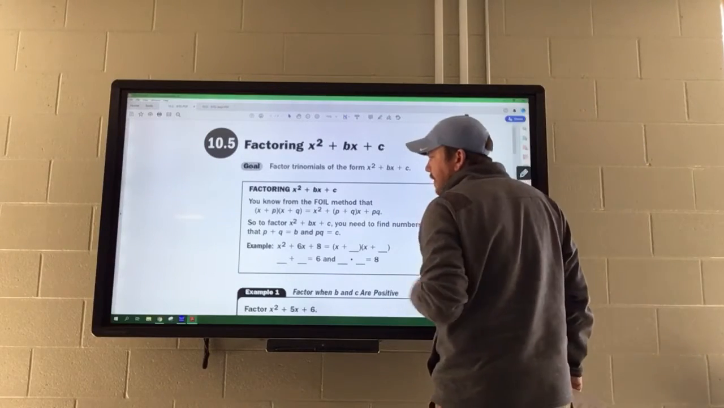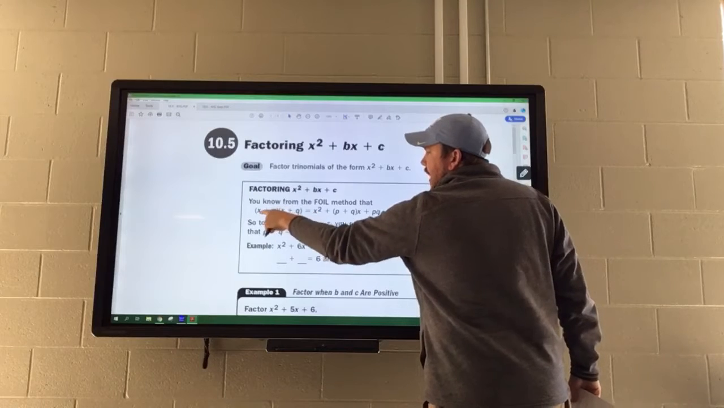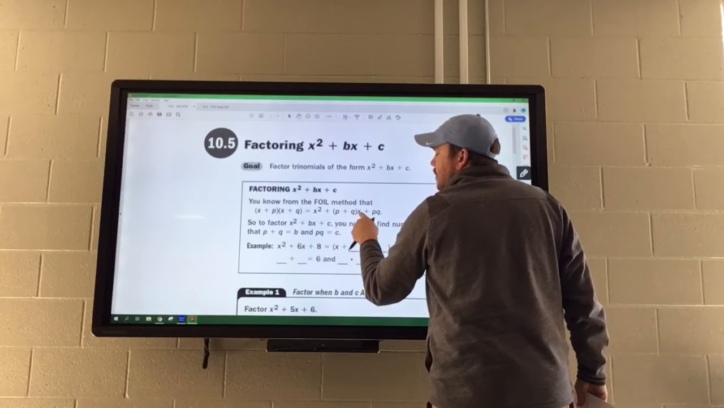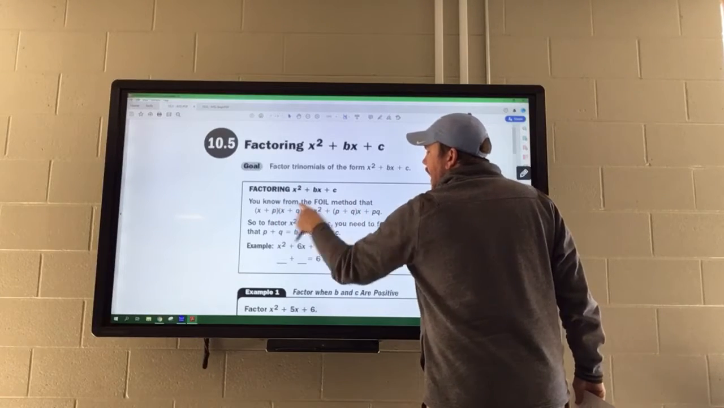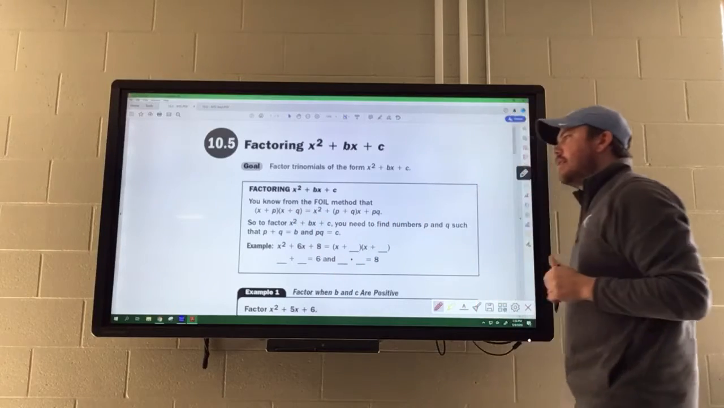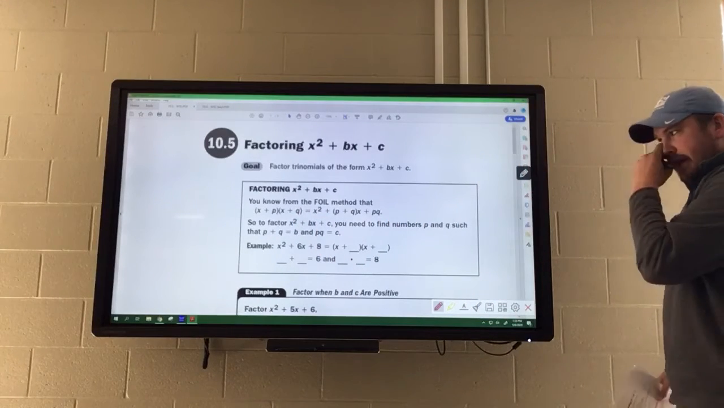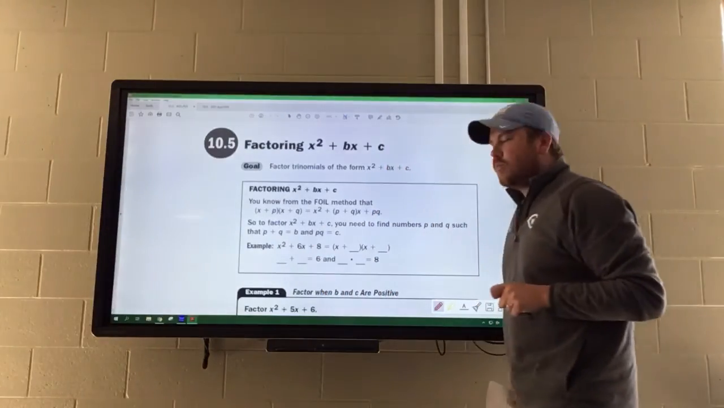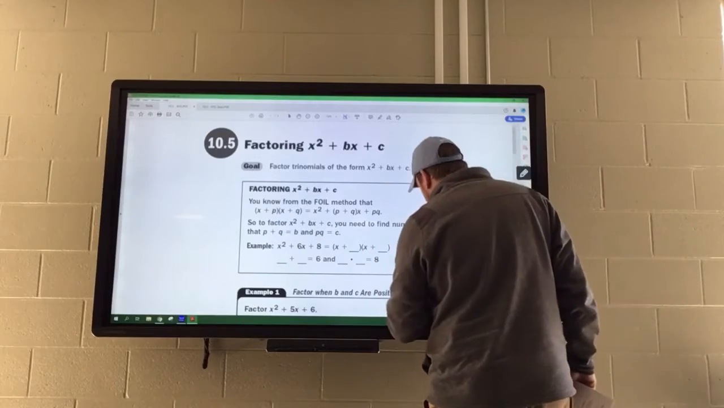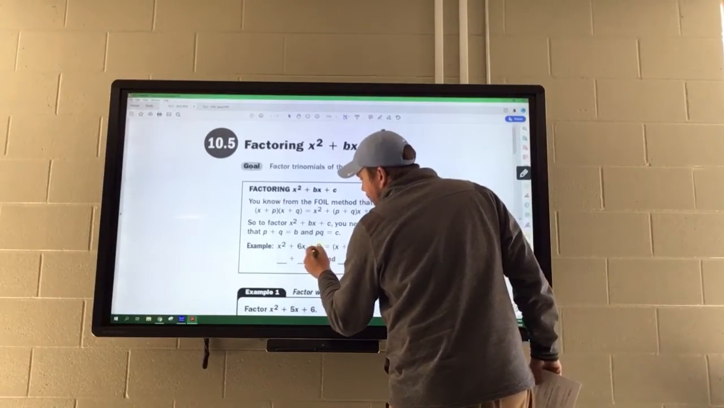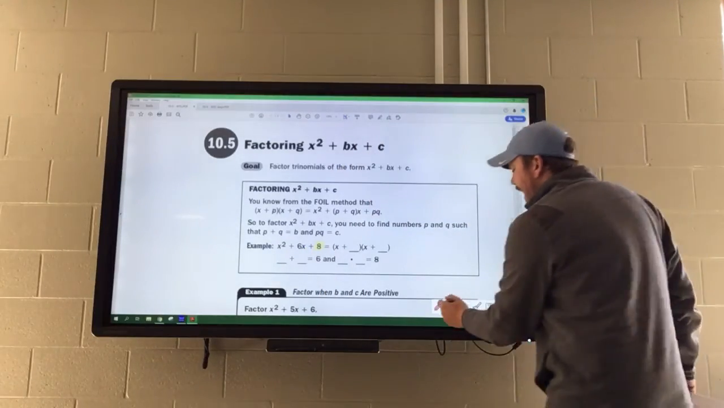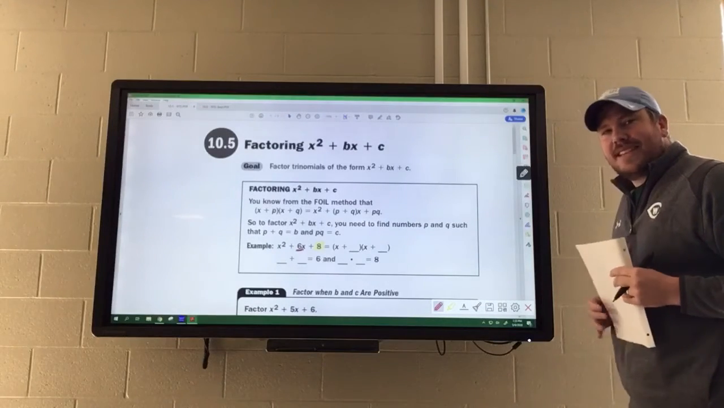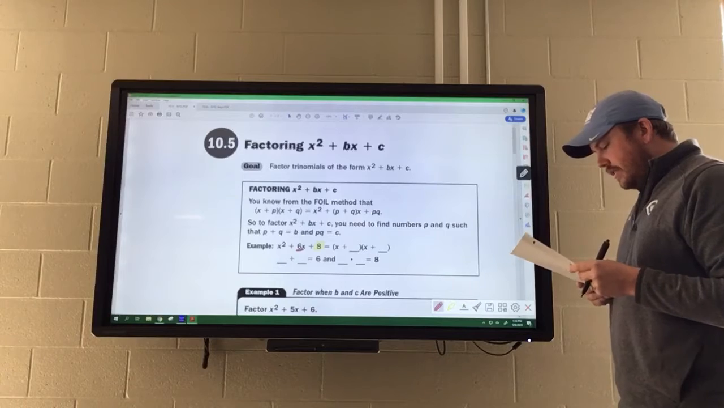We know from the FOIL method that when we multiply two binomials, we do x times x to give us x squared. Then we do outside and inside, which really ends up being p plus q times x. And then the last term is found by doing p times q. All right? So here's what this means. In order to factor a quadratic trinomial whose a value is 1, we need to find factors of the last number. So we need factors of 8 that add to 6. Okay, so we need two numbers that multiply to equal 8, but add to equal 6.